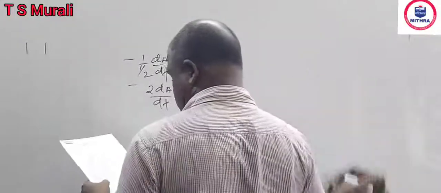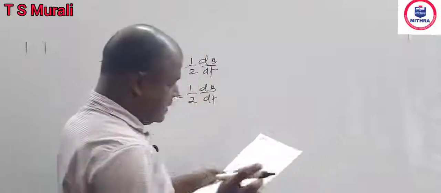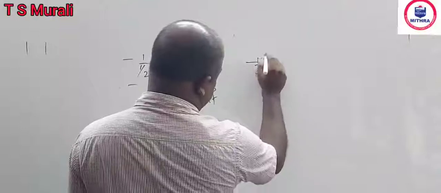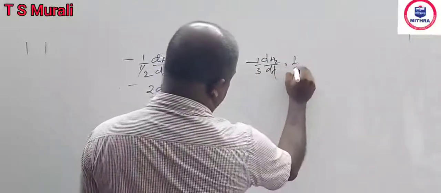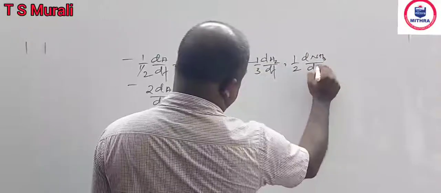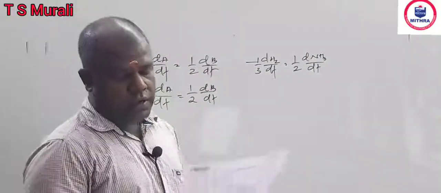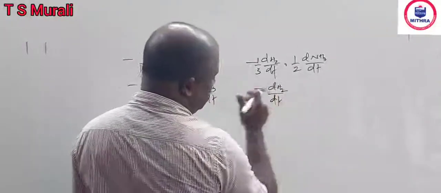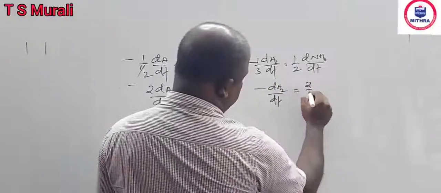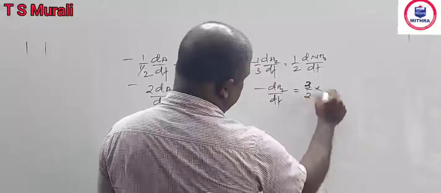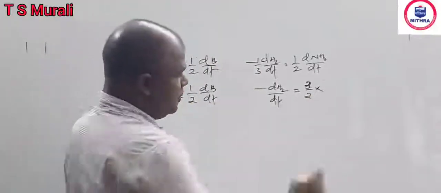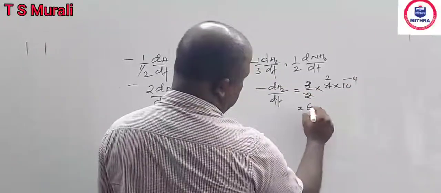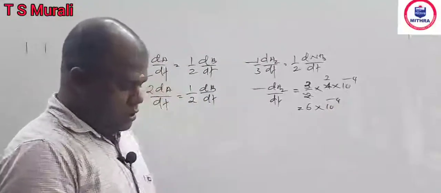The given reaction is N2 plus 3H2 gives 2NH3. I am writing the rate expression in terms of hydrogen as well as ammonia. For hydrogen, minus 1 by 3 dH2 by dt is equal to 1 by 2 dNH3 by dt. And what is minus dH2 by dt? You are taking this 3 to the right side, so it becomes 3 by 2 into dNH3 by dt. They are giving it as 4 into 10 raised to minus 4. Cancelling, we get 6 into 10 raised to minus 4.